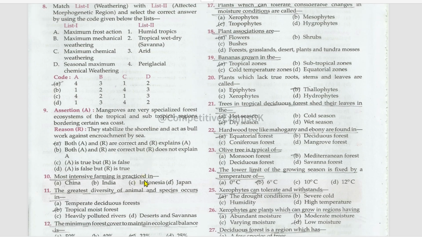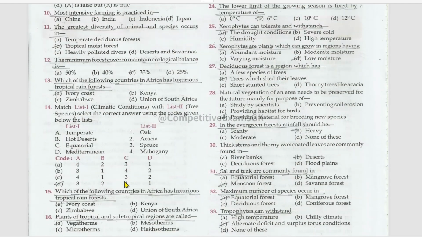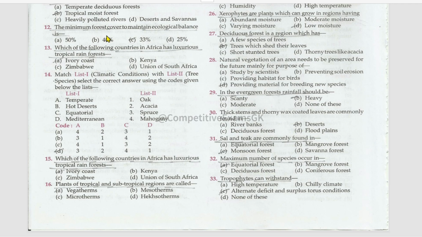Most intensive farming is practiced in Japan. The greatest diversity of animal and plant species occurs in tropical moist forest. The minimum forest cover to maintain ecological balance is 33%. Which of the following countries in Africa has luxurious tropical rainforests?